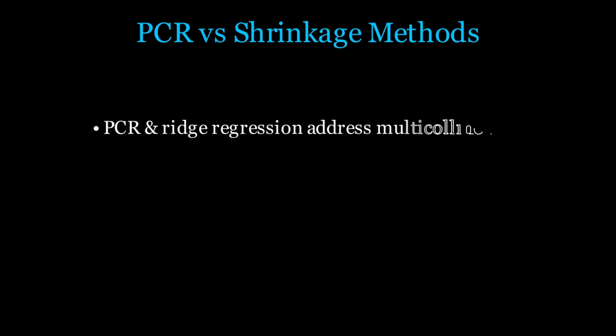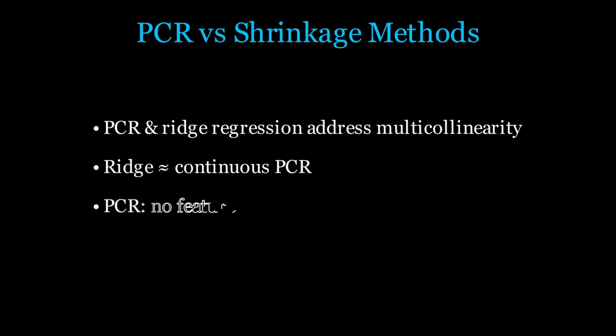PCR is closely related to ridge regression, as both methods address multicollinearity. So ridge regression can be viewed as a continuous version of PCR. Unlike the lasso, PCR does not perform feature selection. Each principal component is a combination of all original predictors, rather than a subset of predictors.